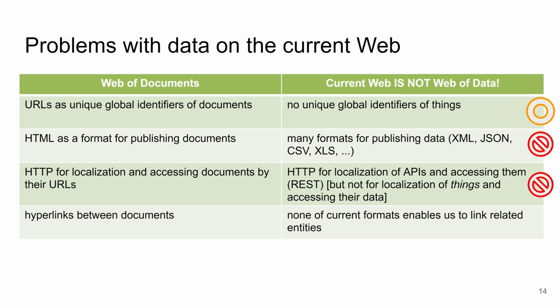And finally, the web of documents is successful because there are hyperlinks between documents. You can go from one document to another regardless of where the document is published and by whom. In the state of the data on the web, there are no links from one data silo to a data item in another silo. There are exceptions, but they are just that, exceptions. So this actually does not work also.